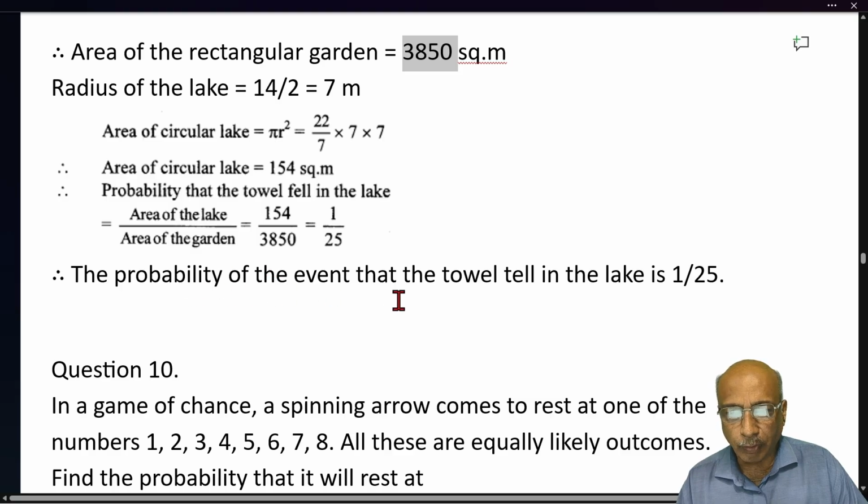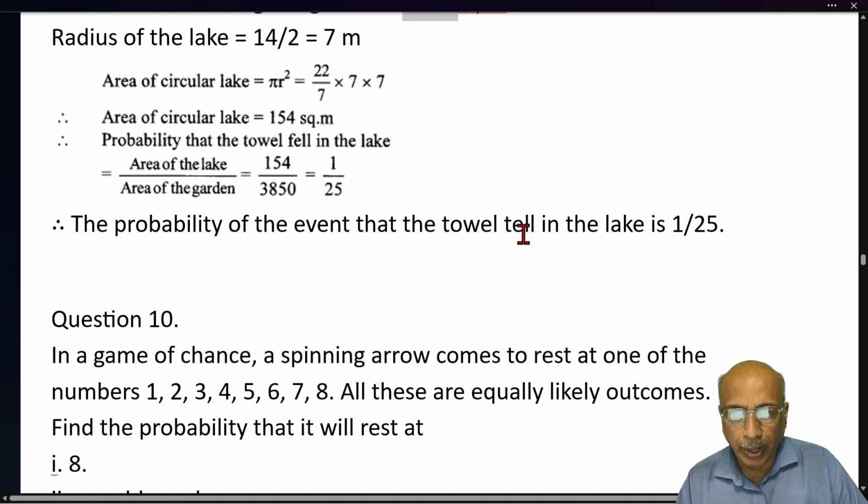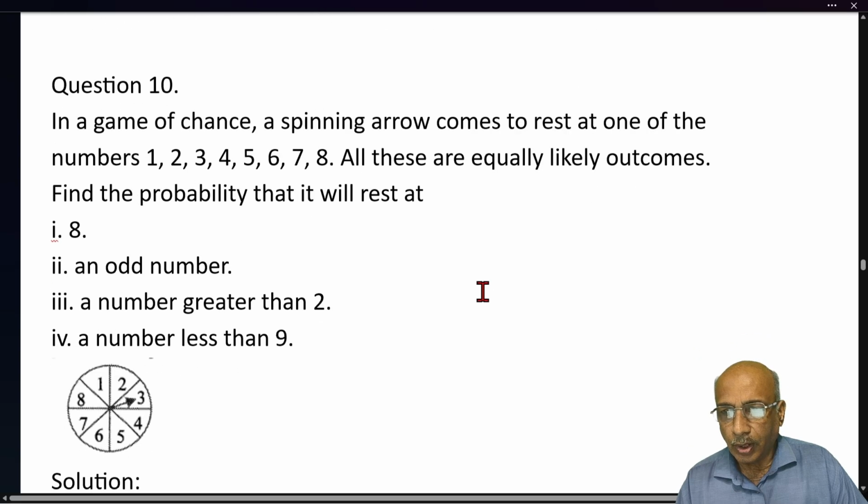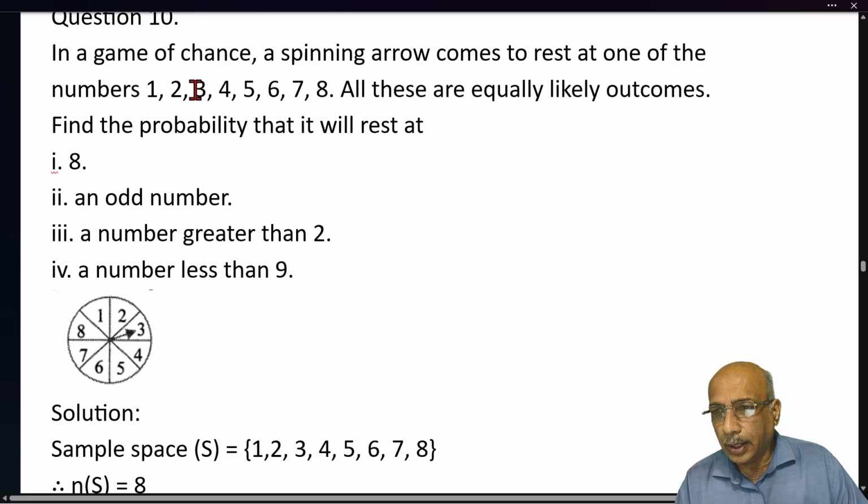Therefore, the probability of the event that the towel fell, it must be fell here, in the lake is 1 by 25. Next question. In a game of chance, a spinning arrow comes to rest at one of the numbers 1, 2, 3, 4, 5, 6, 7, 8. All these are equally likely outcomes. Find the probability that it will rest at 4 events are asked, at 8, an odd number, a number greater than 2, a number less than 9.